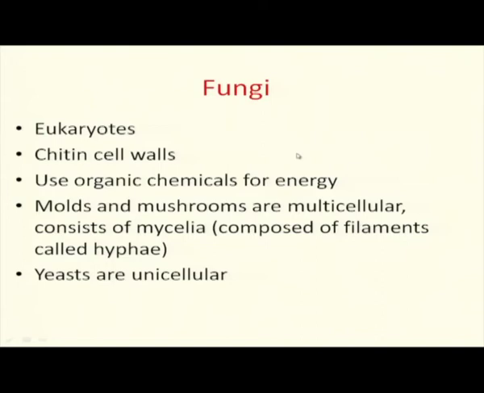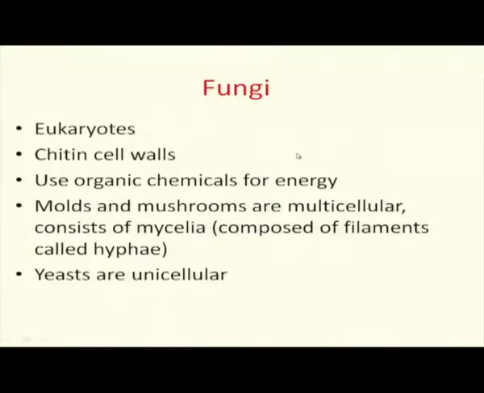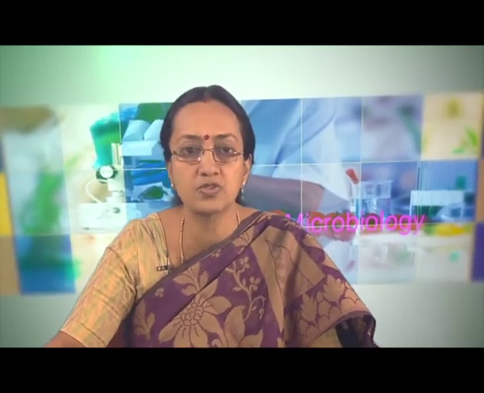Fungi belong to Eukaryota. Here you have a chitin cell wall, and they use organic chemicals for energy. And these we normally divide into yeast and molds. Yeasts are unicellular, but molds and mushrooms are multicellular, and they are composed of what we call mycelia, which are composed of filaments called hyphae. So you have yeasts here in the class of fungi. You also have molds and mushrooms, which are mostly decomposers.